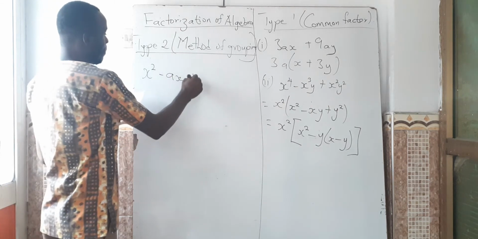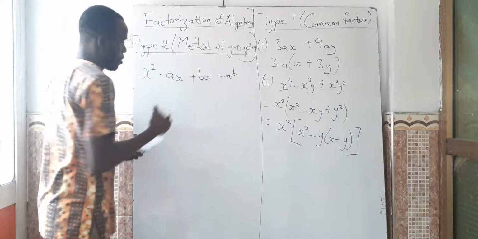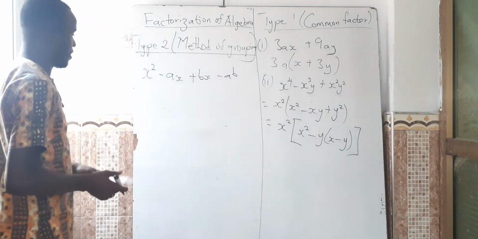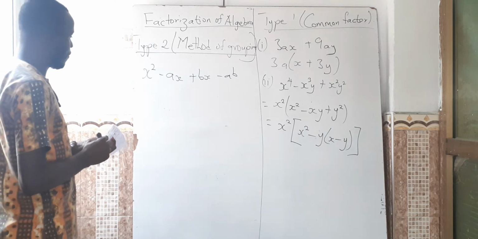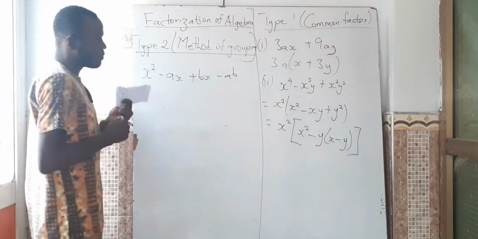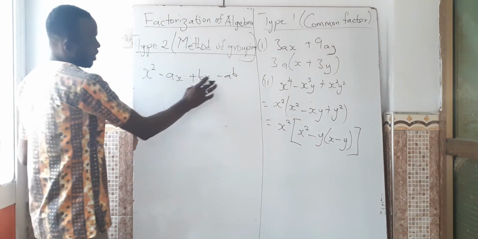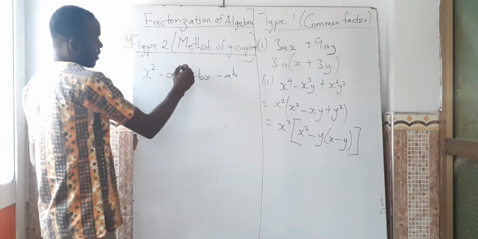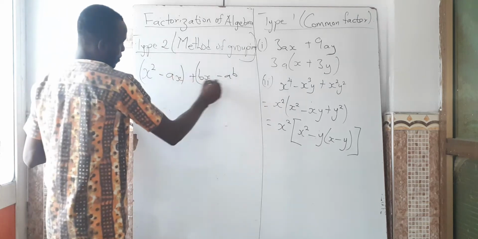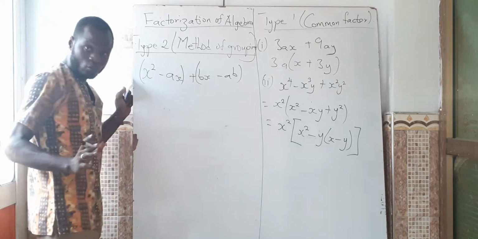ax plus bx minus ab. Okay, so what it means is, since I have x here, I have x here, and I have b here, and I have b here, it means the x's over here are the same, and then the b's over here too are the same. So I can factorize by grouping them like this. Okay, so this is the first 2, I've grouped them here. The second 2 I have grouped them here.